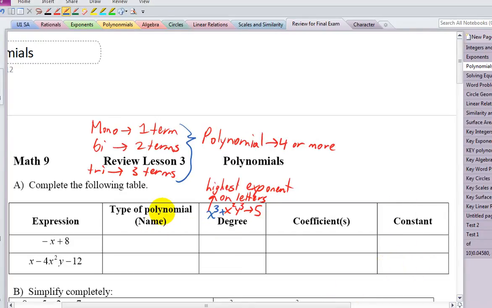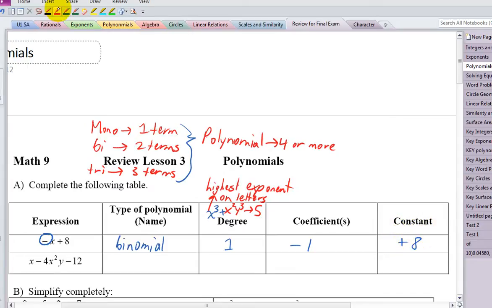What's the type of polynomial? Binomial, two terms. Good. What's the degree? 1, because there's a 1 on the x. That's it. Coefficients? -1. That's the number in front of x. There's only one letter, so there's only one coefficient. The constant is +8.